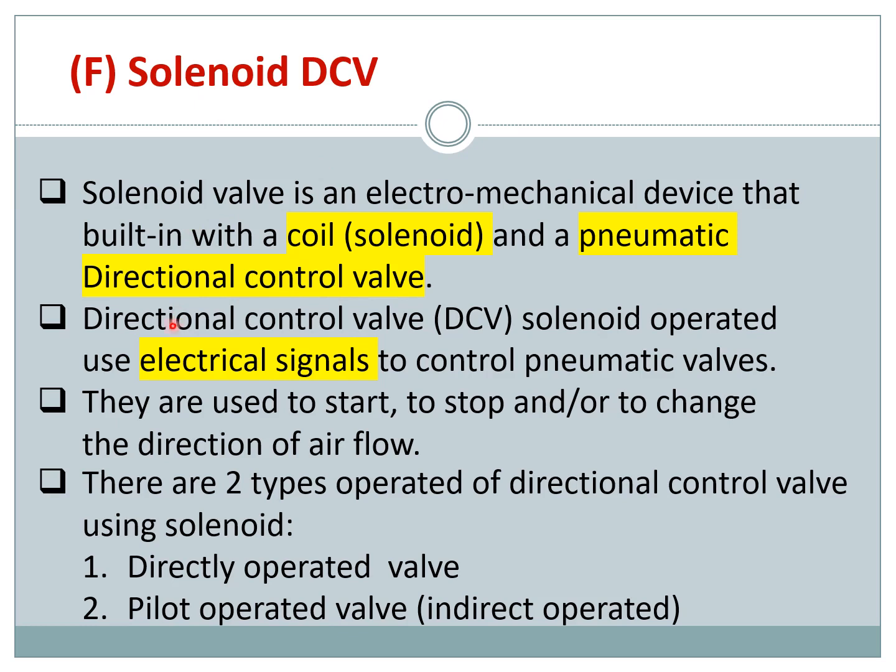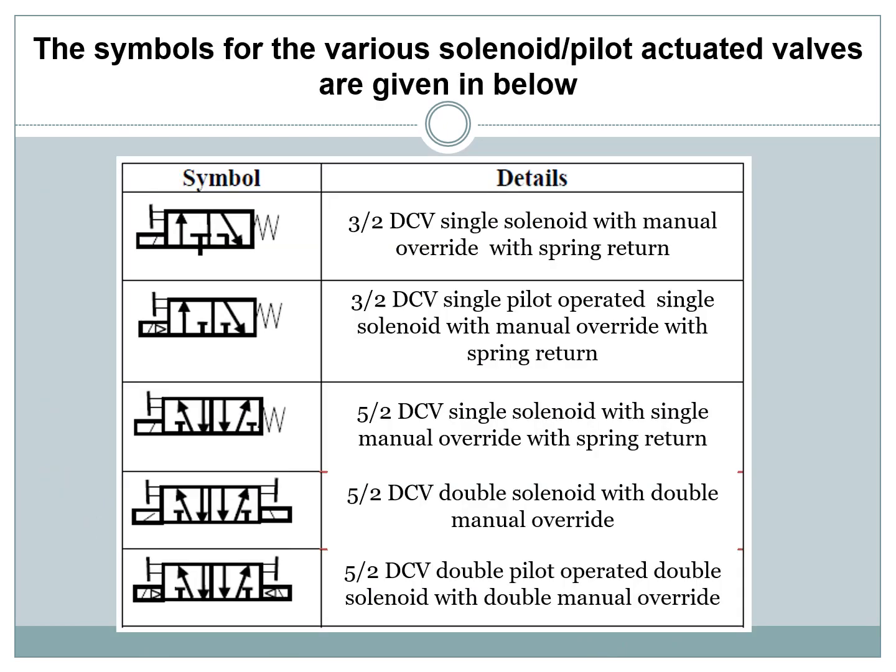So that is the function of solenoid DCV. A directional control valve solenoid operates using an electrical signal to control a pneumatic valve. Okay, they are used to start, to stop, and to change the direction of the airflow, similar to a pneumatic system. There are two types of operation of directional control valve using solenoid. So you can directly control the valve, or you can use a pilot or indirect operated method.